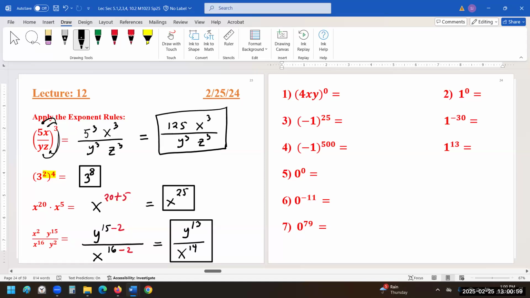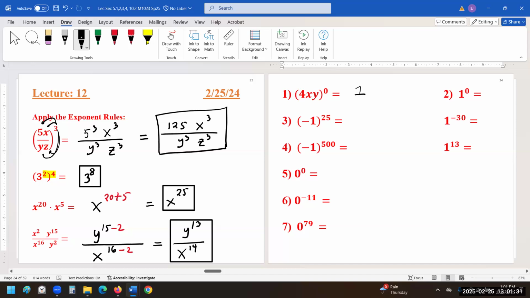Okay, Robert, 4xy whole thing to the power 0. Perfect. The rule says any non-zero base to the power 0 is always 1. So we can have 4xy. We can have a million to the 0. We can have xyz, everything to the 0. It doesn't matter. As long as we don't have 0 on the base, the answer is always 1.